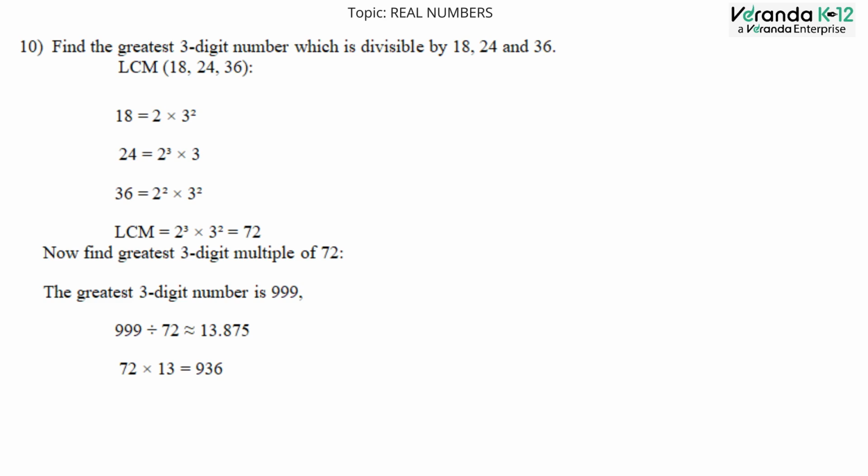Now we need to find the greatest 3-digit multiple of 72. For that, divide the greatest 3-digit number by 72, that is 999 divided by 72. Approximately we get 13.875. So consider the whole number 13. Now multiply 72 and 13, we get 936. So 936 is the greatest 3-digit number which is divisible by 18, 24 and 36.